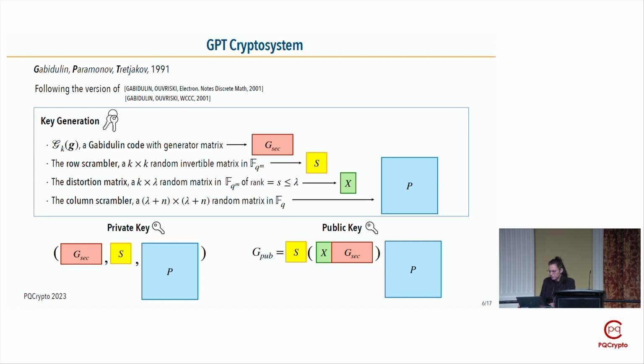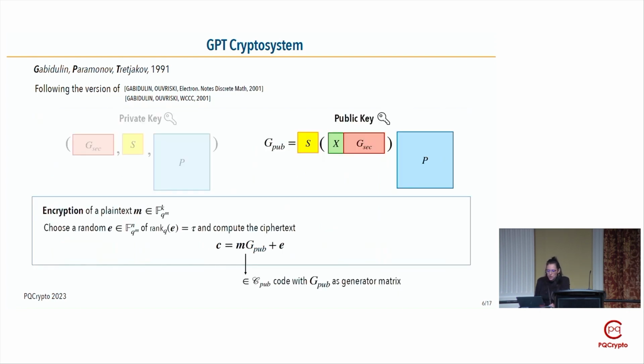coefficients in F_q. And the public key is obtained by multiplying the row scrambler with the concatenation of the distortion matrix, which is a random matrix with coefficients in F_{q^m} with lambda columns, where lambda usually is smaller than k, and a generator matrix G secret of our code. And then we multiply this by the column scrambler. Very informally speaking, the distortion matrix is supposed to hide the structure of the hidden code, which constitutes a part of the secret of the private key.